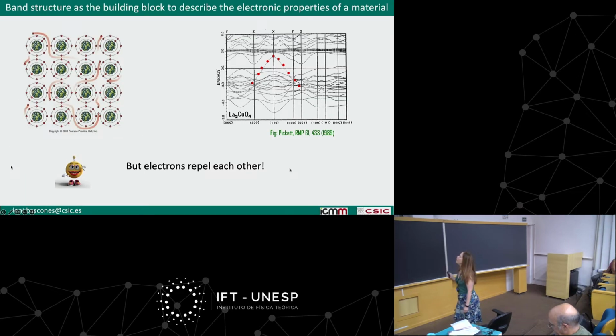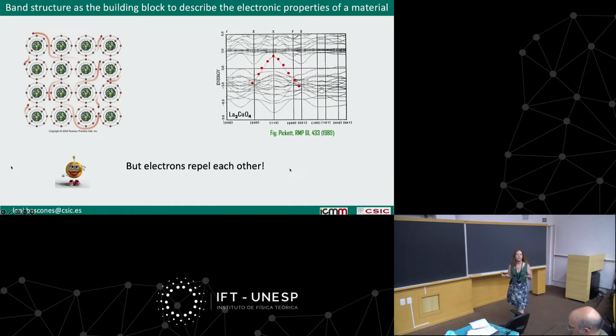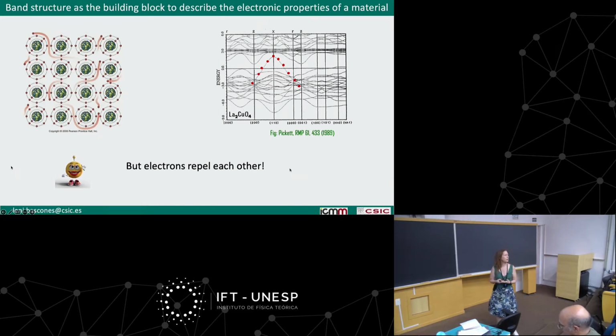We all have studied at the university that if we want to describe a material, the basic building block is its band structure. When we are doing this, what we have in mind is that we have electrons moving on a background, a periodic potential created by the atoms and, to some extent, also by the other electrons. But somehow we think of this as a static potential.